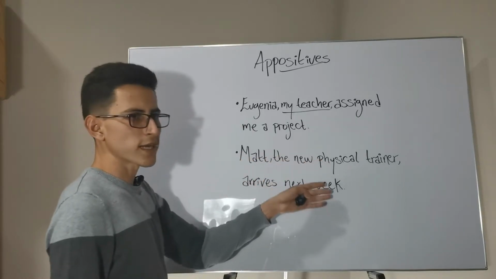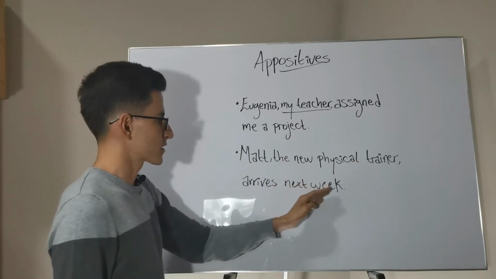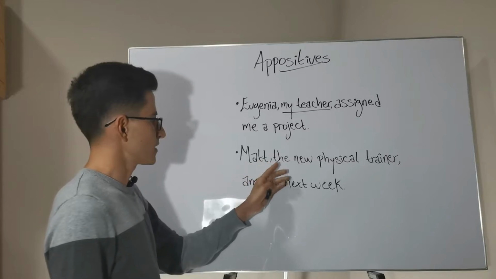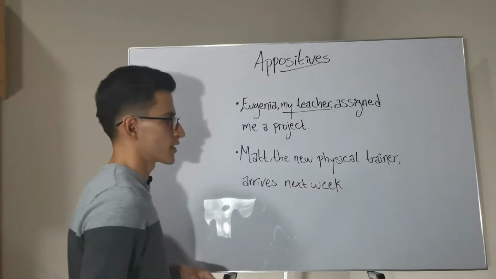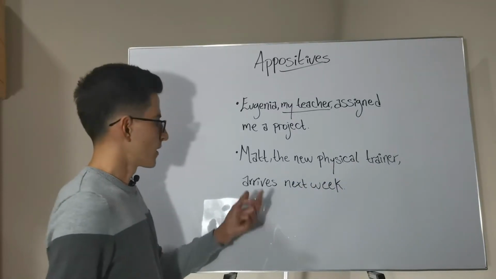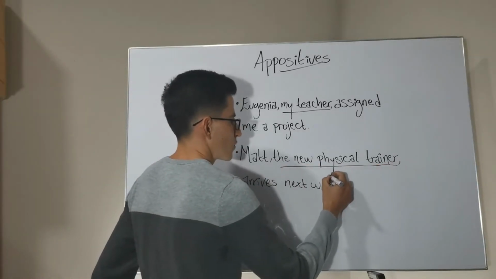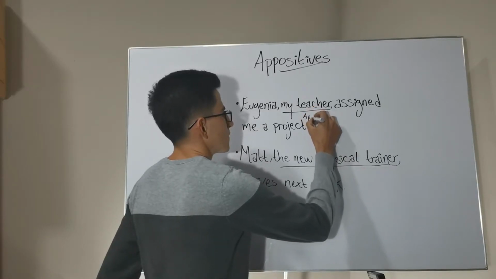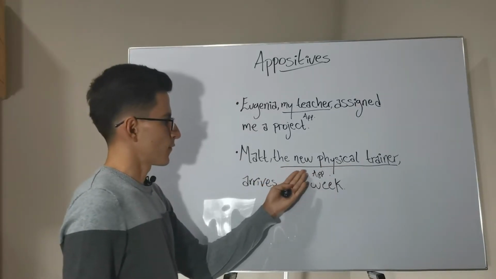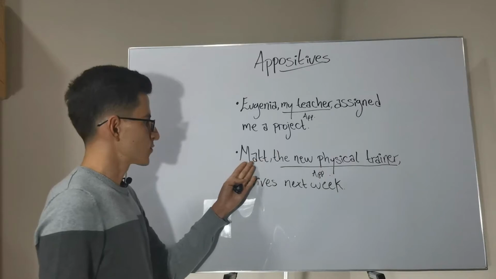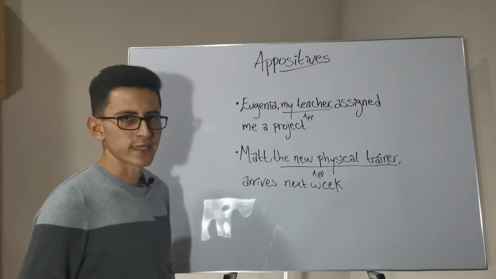Let's see the second example. Matt, the new physical trainer, arrives next week. In this sentence, we can see that these words are between commas. The new physical trainer. Who is the new physical trainer? Matt. So, this is the appositive. This noun, the new physical trainer, refers to Matt. This is the appositive in this sentence.